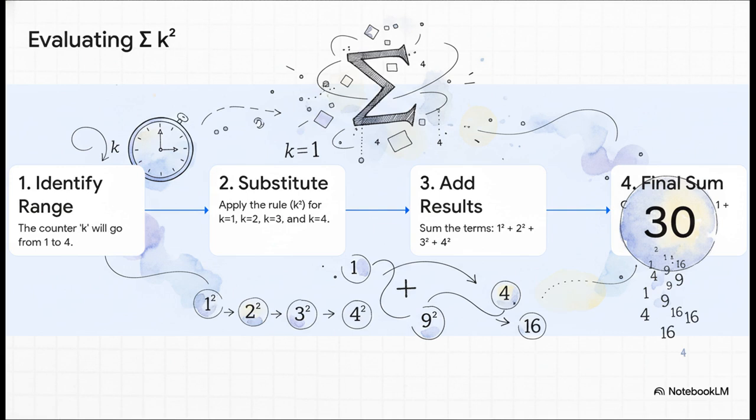That's 1. Then we plug in 2 and square it. That's 4. Then 3 squared is 9 and 4 squared is 16. Finally, we just add up all those results. 1 plus 4 plus 9 plus 16 gives us a grand total of 30. See? Not so bad when you break it down.